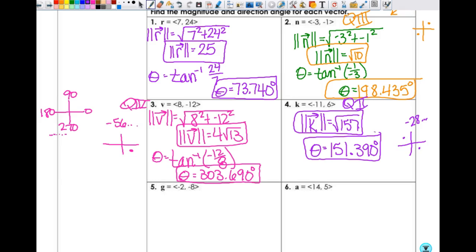Because when you take the inverse of tangent, that's all you can get, right? Either first or fourth, and then you figure out which quadrant you want to be in from there. Okay. What questions do you have? All right.